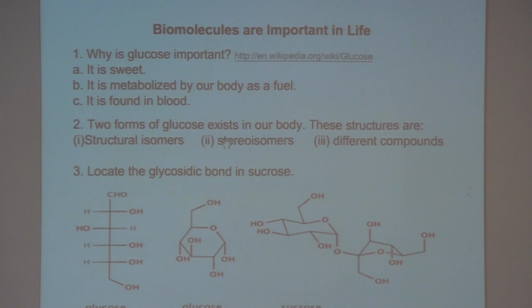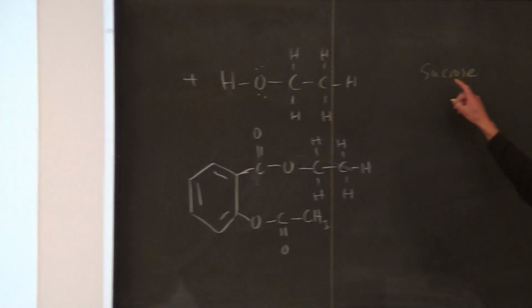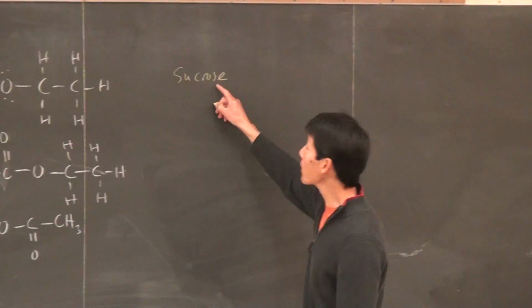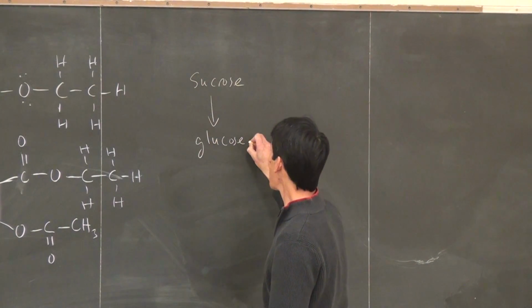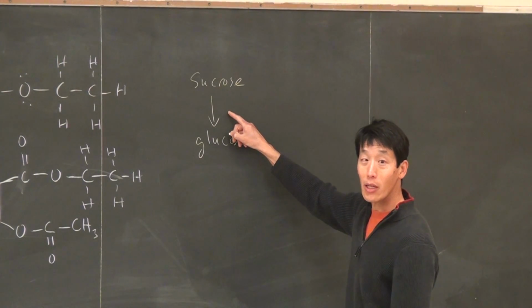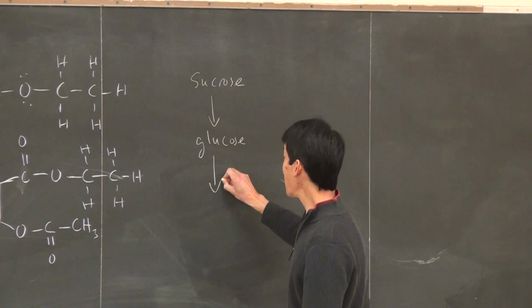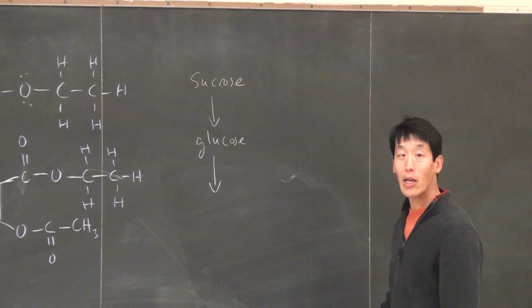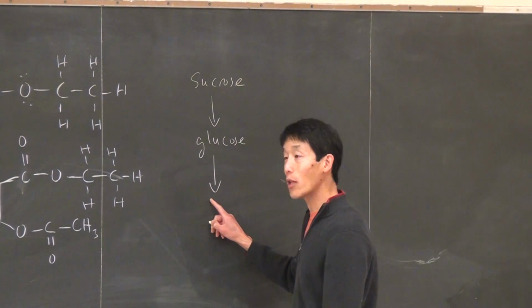So note that even when we ingest a complex carbohydrate or sucrose, which is a disaccharide consisting of glucose and fructose, that breaks down into glucose. For example, there's an enzyme in the saliva in our mouth which breaks the glycosidic bond, so sucrose converts to glucose, and then this starts that metabolic cycle. What's that cycle called? Krebs cycle. Yeah, Krebs cycle.